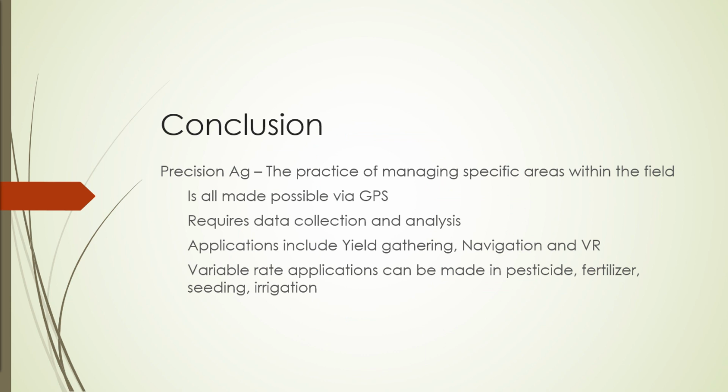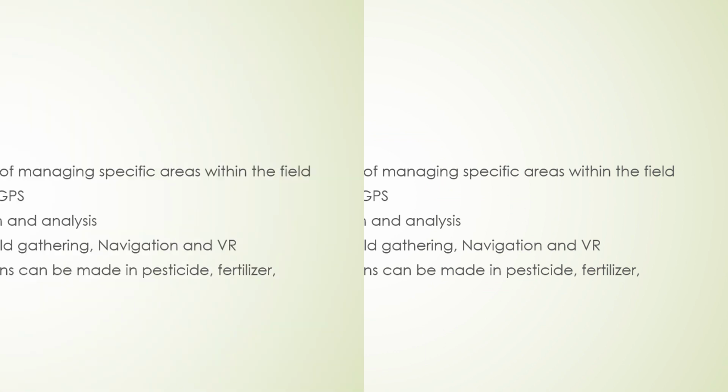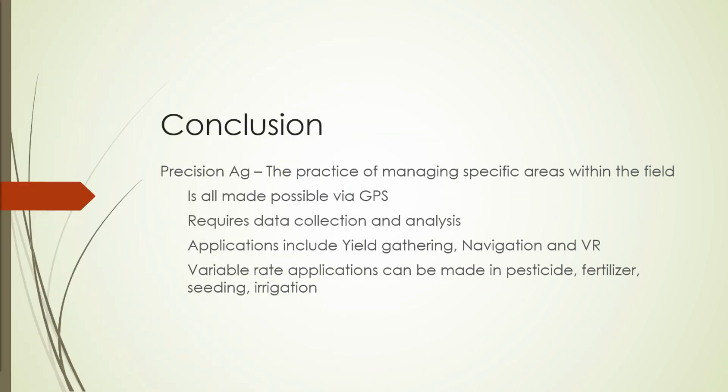Conclusion. Precision ag, the practice of managing specific areas within the field, is all made possible via GPS. It requires data collection and analysis. Applications include yield gathering, navigation, and variable rate application. Variable rate applications can be made in pesticide, fertilizer, seeding, or irrigation.